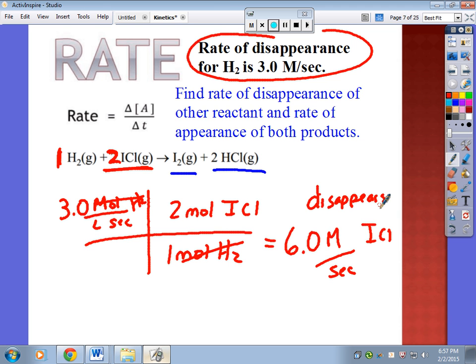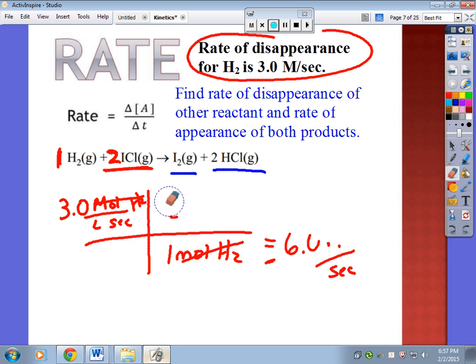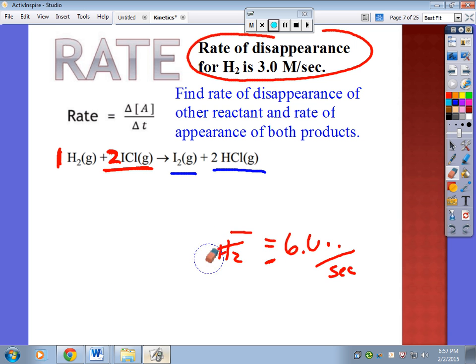Okay, now, sometimes instead of the word disappears, you'll see that it has a negative rate. And all that negative rate means is that it is disappearing. It's going away. It's negative. All right? So let's go ahead and find out about iodine and hydrochloric acid there in my products.